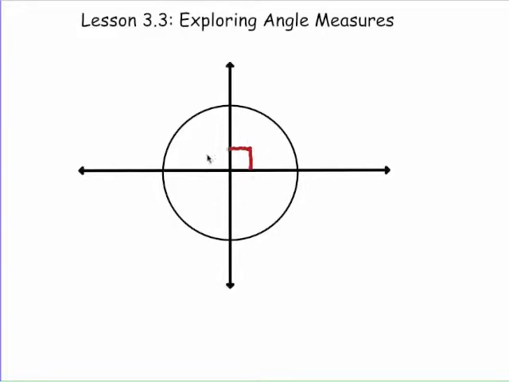So to prove that these are 90-degree angles, we can think 360 degrees divided by 4, which equals 90 degrees. 9 times 4 is 36, so 90 times 4 would be 360. So that's how we get the answer for proving that the corner of a square is 90 degrees.